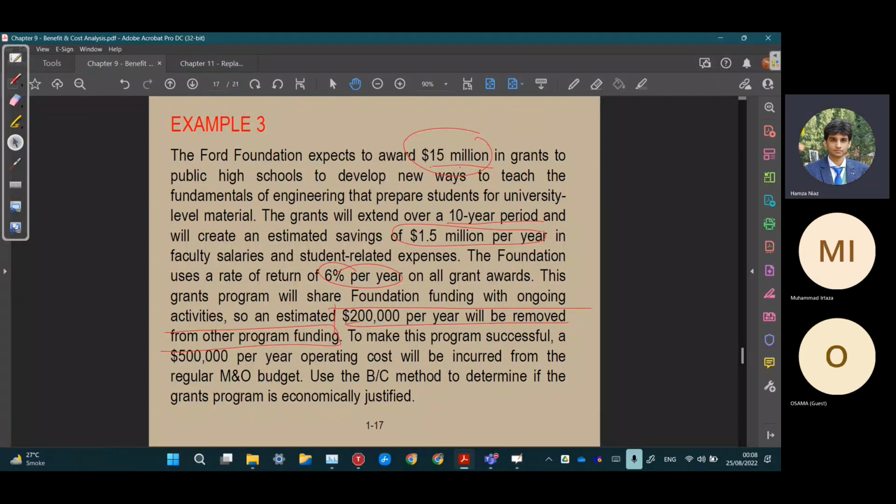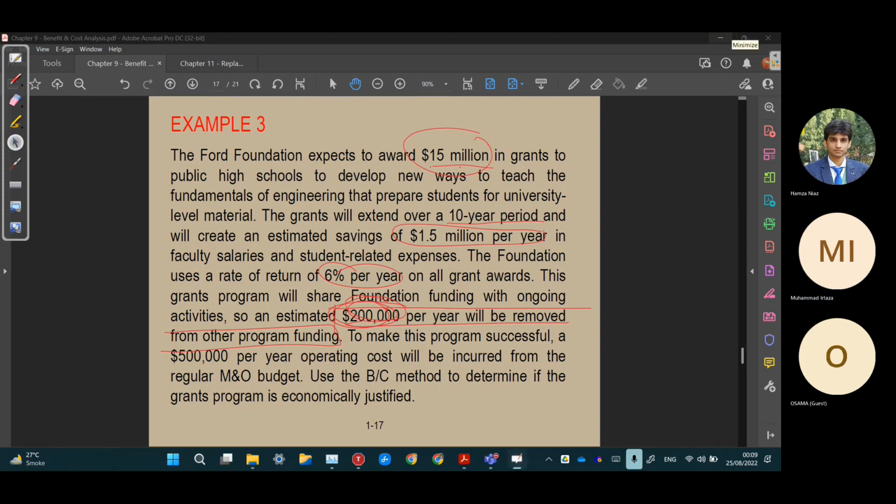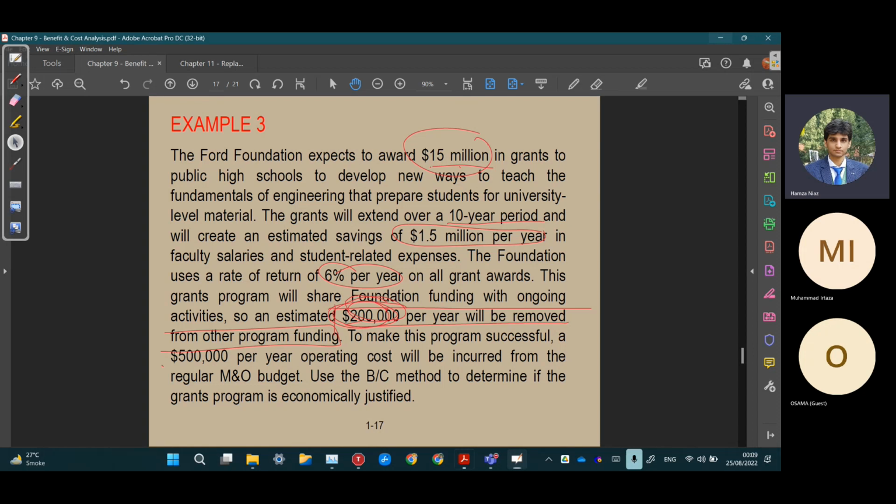They are saying that this grant program will share foundation funding with ongoing activities. This grant would actually take the cost from other activities. So this 2 lakhs, they are not spending 2 lakhs on other projects. Actually, they are using that 2 lakhs from other projects in the grant. So this is the disbenefit of this project. So the D would be 200,000. This is D. And the annual operating cost is 5 lakhs.